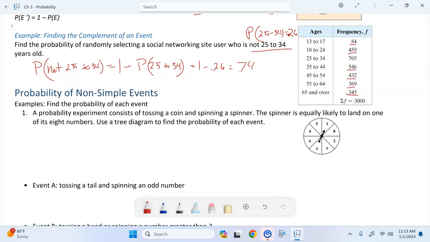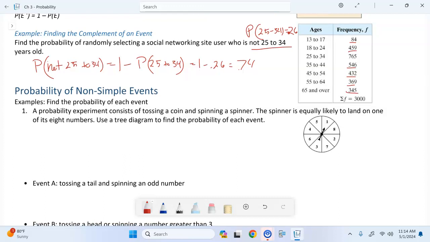Probability of non-simple events. Okay, we've got multiple things going on. We'll go into more detail in later units about how to evaluate these a little bit faster, but it's really important to understand the visual. So we're going to use some tree diagrams to calculate the probability so that we can look at what the sample space is and what the outcome is likely to be.